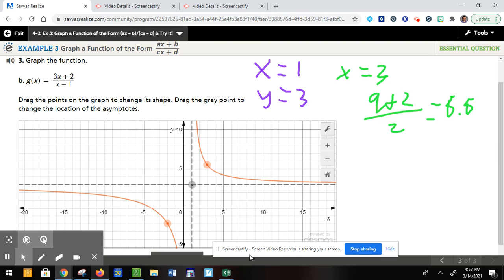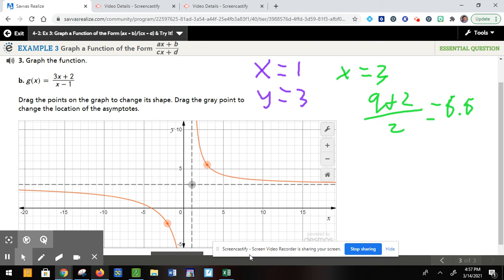First thing I figured out was the asymptotes. One is at x equals 1, the other is at y equals 3. Then I picked 3 as my first value of x and evaluated that and got 5.5. So I dragged one point to 3, 5.5.